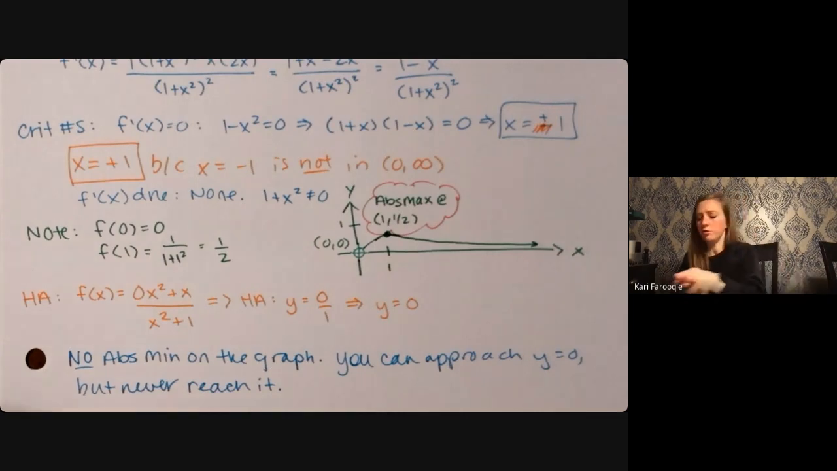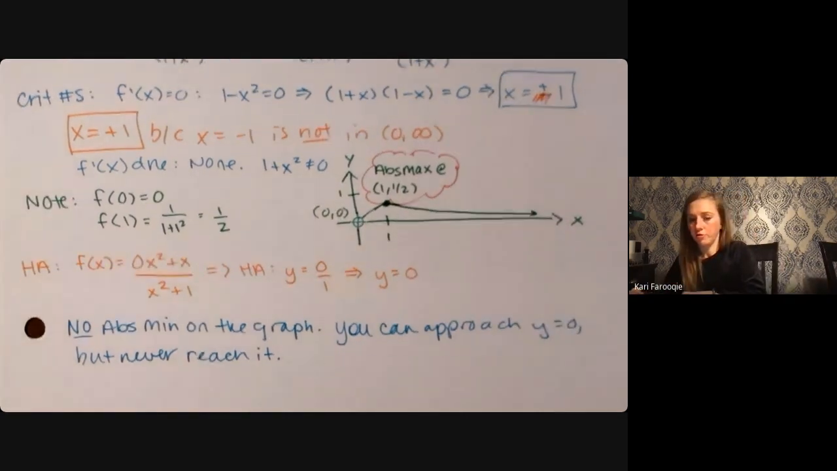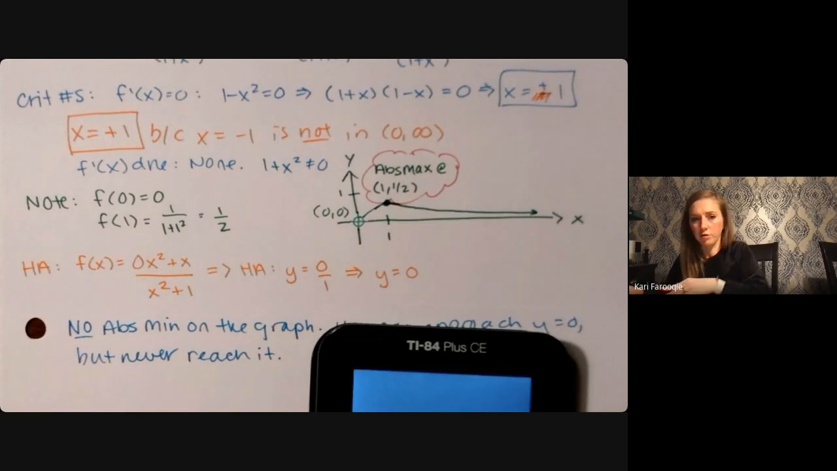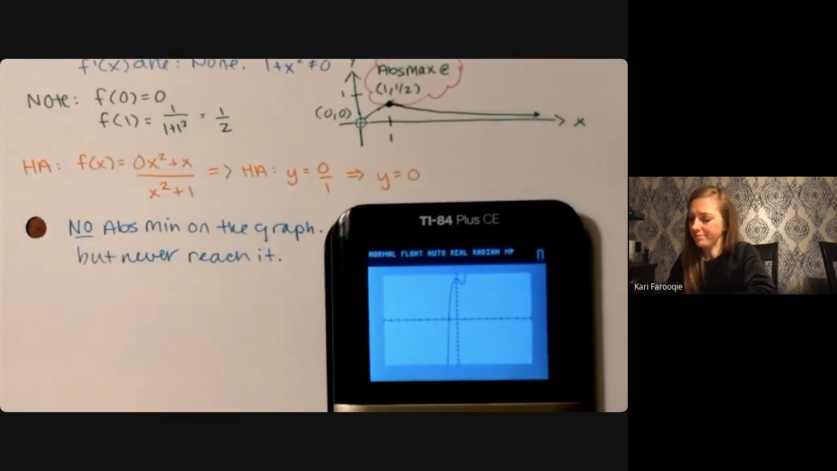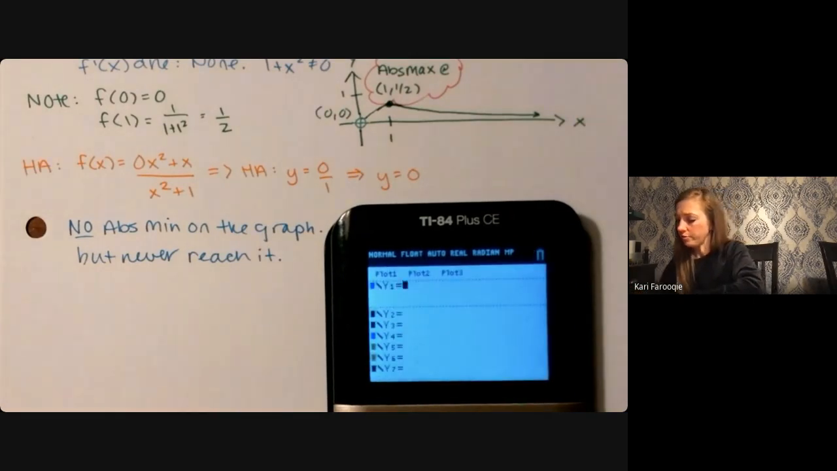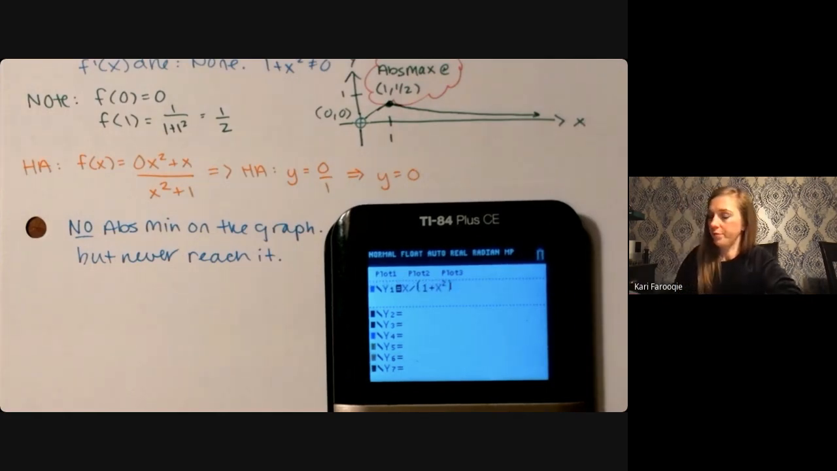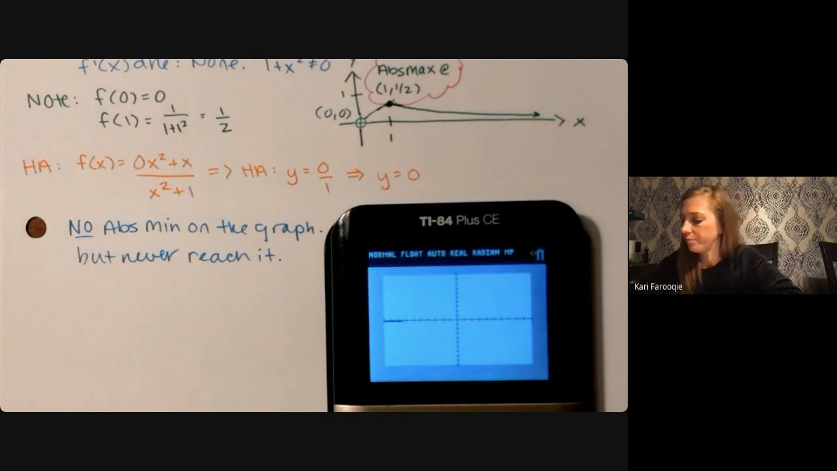Let's look at this in our calculators just to see how close our sketch was. Like I said, I think my concavity might be off, but let's look. So this is going to be x divided by 1 plus x squared. Okay, I'm going to zoom 6. I'm not looking at the left-hand side of the graph.